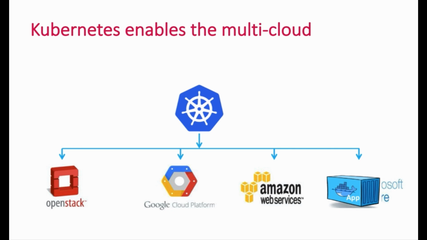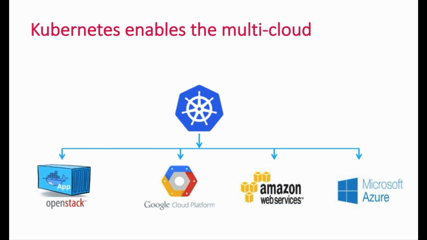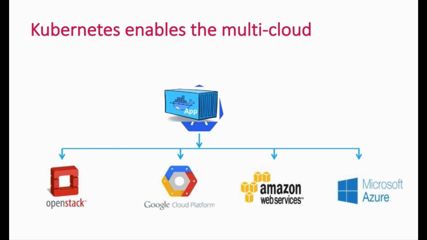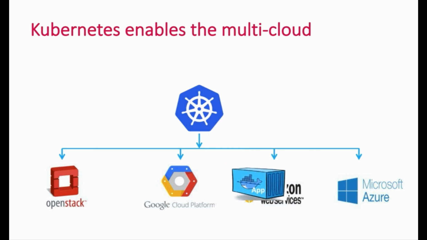So let's say, as shown in this animation, you have a Kubernetes cluster deployed on each of the cloud providers, and you have an application that is talking only to the Kubernetes APIs. You can move it from one cloud to another, or you can run it in a hybrid cloud environment quite easily.